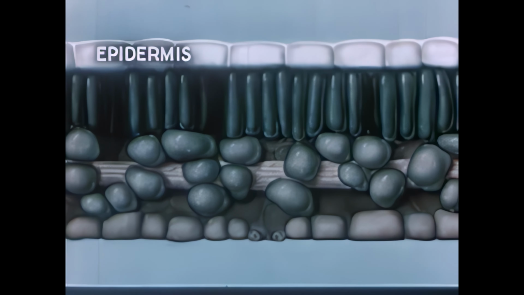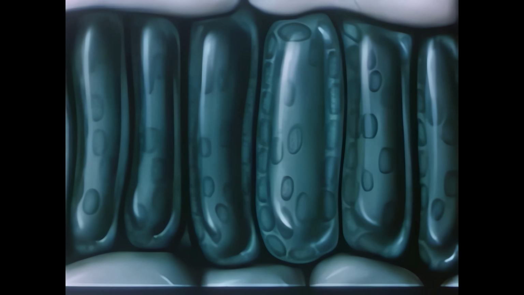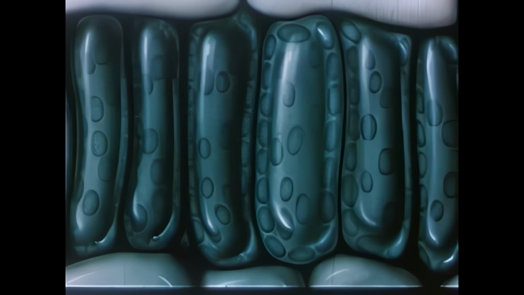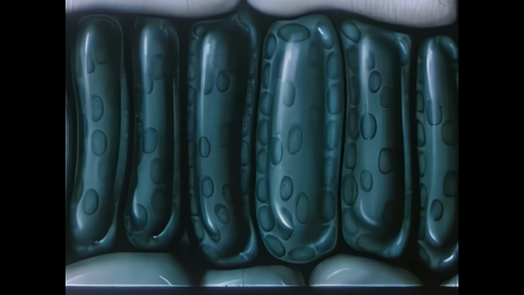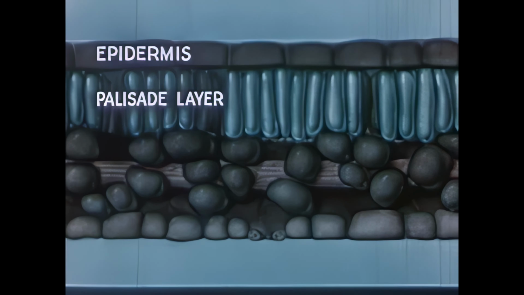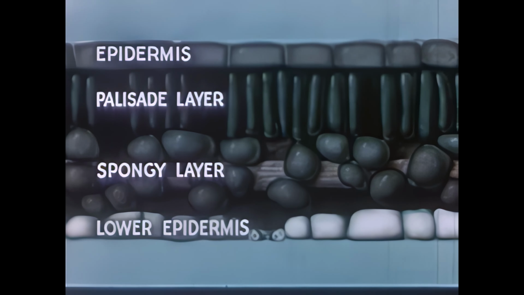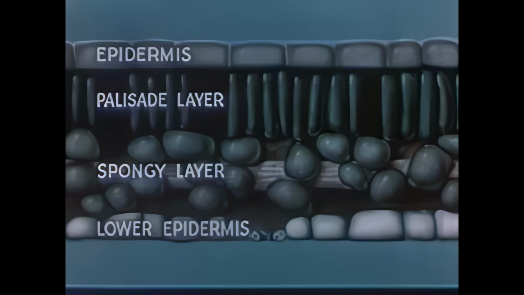Under this transparent surface is a layer of cells like palisades. In this palisade layer is concentrated most of the leaf's green coloring matter. The small green bodies here faintly seen are called chloroplasts. Under the palisade layer is a spongy storage layer just above the lower epidermis. Here we see in cross-section a stoma or pore.